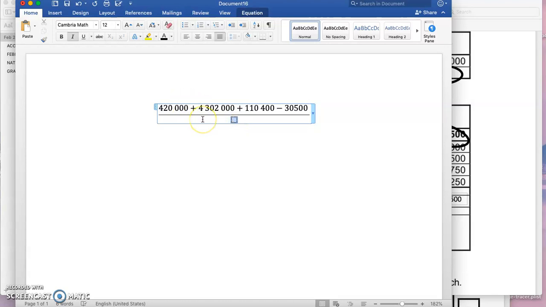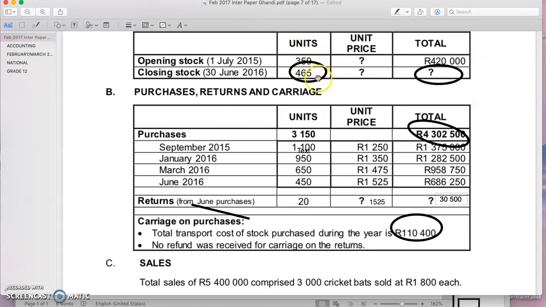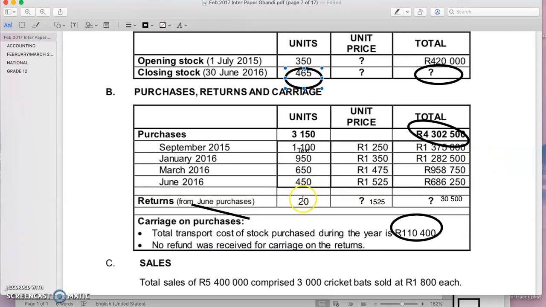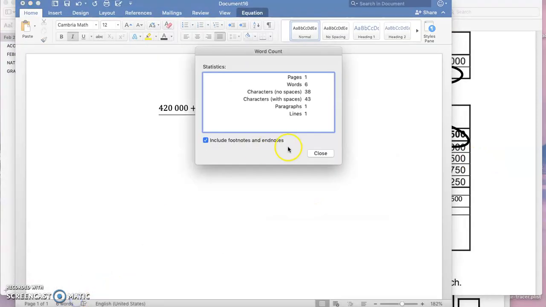Now to the next part of the calculation, we're dealing with the unit numbers. At the start of the year, we had 350. Here it is right there. That's where I got that amount from. During the year, we purchased 3,150 units, and we're going to add that. Last, we subtract our returns, and our unit amount for returns was 20.